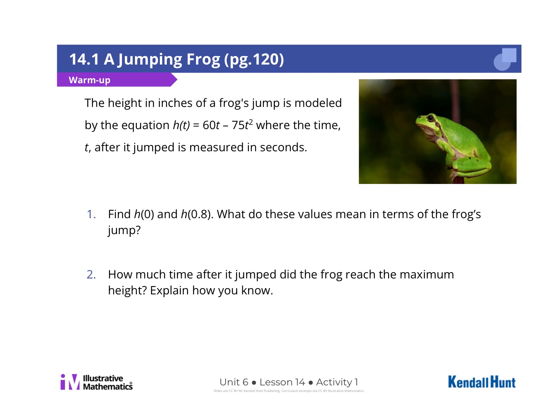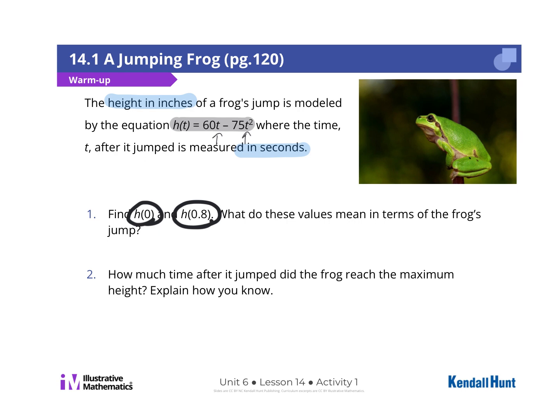All right, we are going to be starting with 14.1. So the height in inches of a frog's jump is modeled by the equation h of t equals 60t minus 75t squared, where the time t after the jump is measured in seconds, okay? And we have height in inches as well. So I want you guys to use that equation, and we are going to find h of 0 and h of 0.8, so you can plug both of those into your equation here. Plug those in for t.